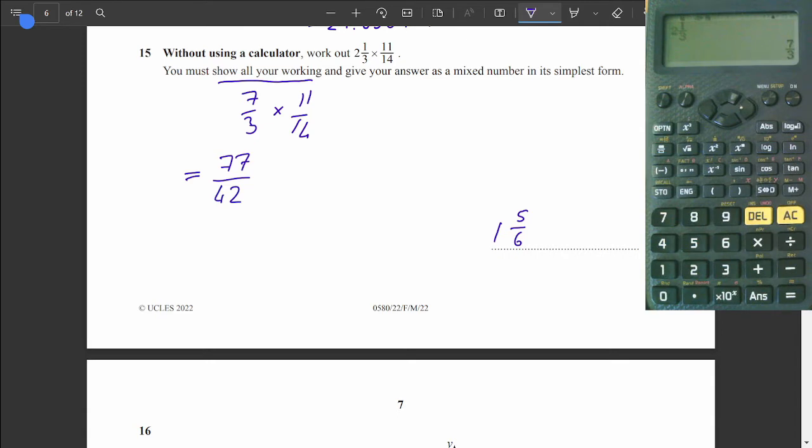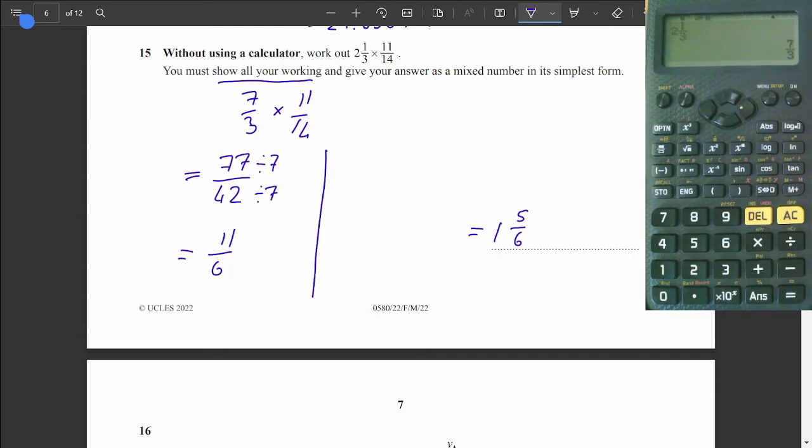Then we simply have to simplify that. I think we can divide both by 7. That will give us 11 over 6, which, if we change it to a mixed fraction, is 1 and 5 over 6.